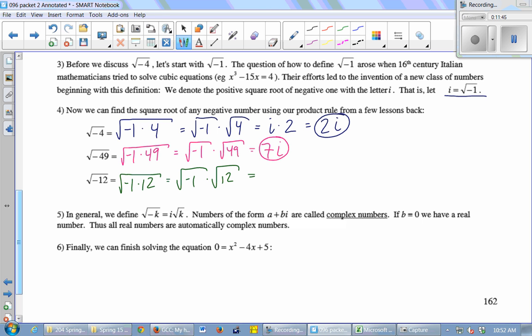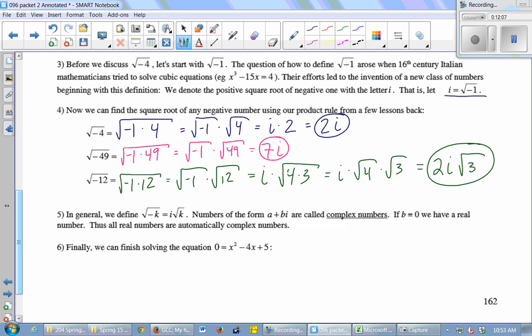So the square root of -1 becomes an i. And then the 12 I rewrite as 4 times 3. And that becomes i times the square root of 4 times the square root of 3, right? And then the square root of 4 becomes a 2. So this is going to be 2i times the square root of 3.